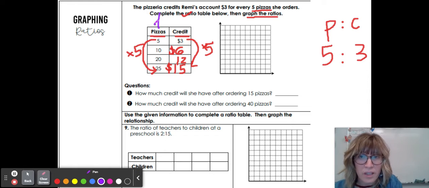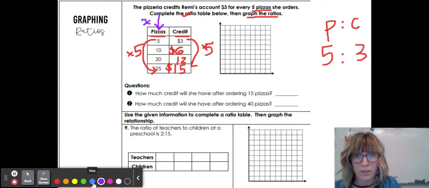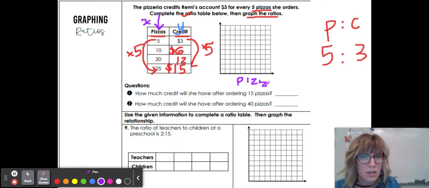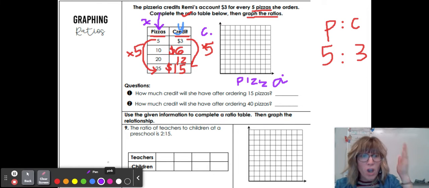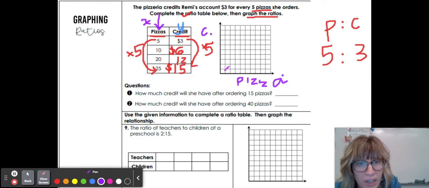In this data table, this might or might not make sense to you yet, that's okay. We could think of these like our x coordinates, and we could think of the credits like our y coordinates, okay? So in that case, we have pizzas that will go along our x-axis, and we'll have credits. I'm just going to put a C along our y-axis. Okay, so then we need to determine our intervals, or the increments that we are sort of growing by.